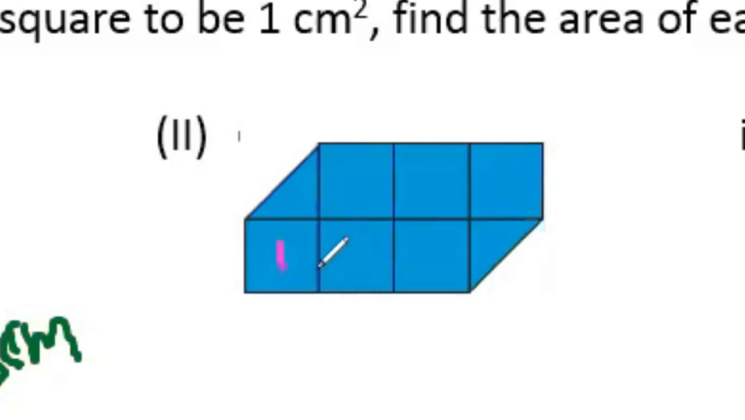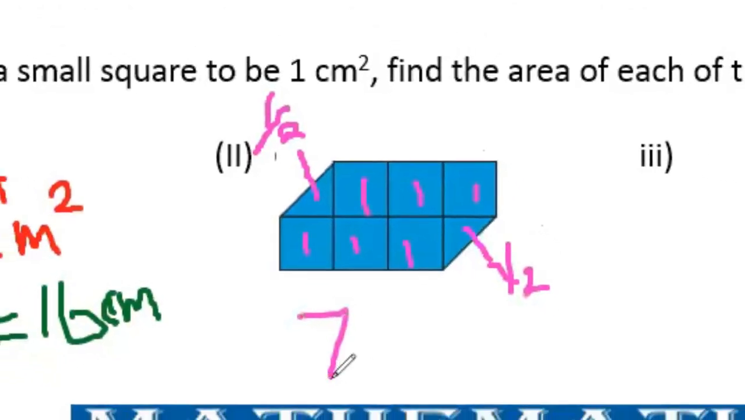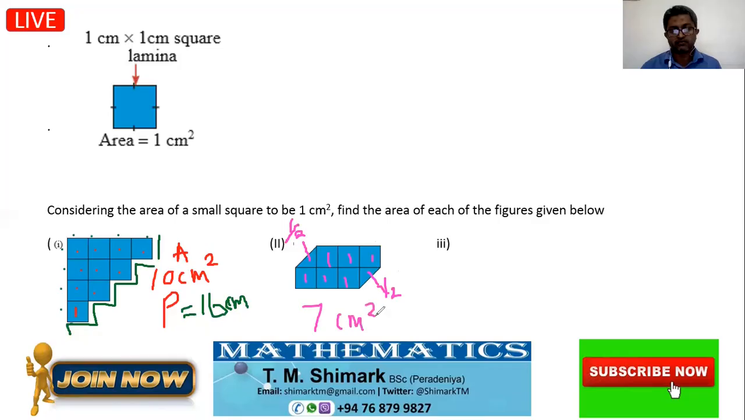So this is 1, this is 1, this is 1, 1, 1, 1. All 1, no problem. So 1, 2, 3, 4, 5, 6. But this is not 1 and this is also not 1. This is half, right? If this big one is 1, this is exactly half. So half plus half is 1. So 1, 2, 3, 4, 5, 6, so 7 will be the area. Sir, shall I tell the perimeter?